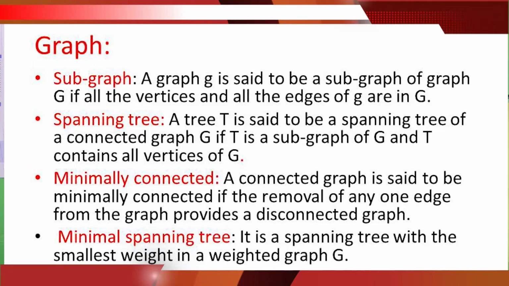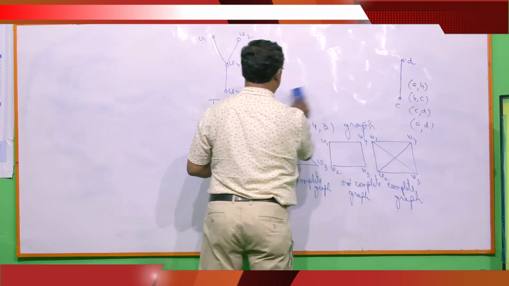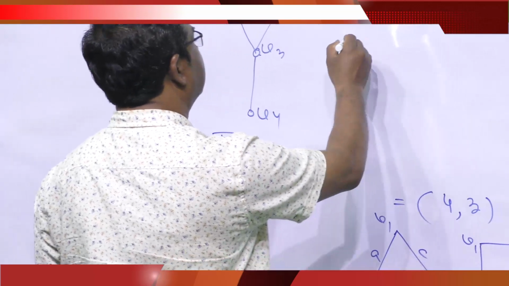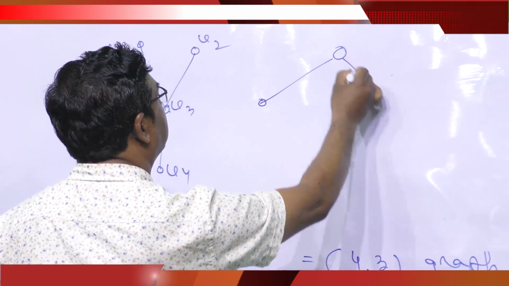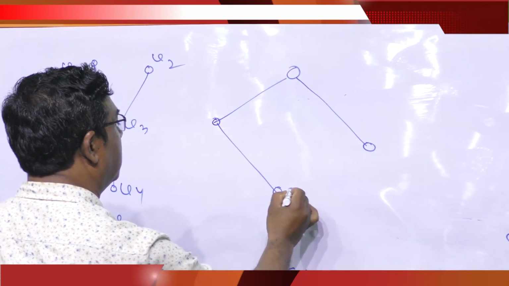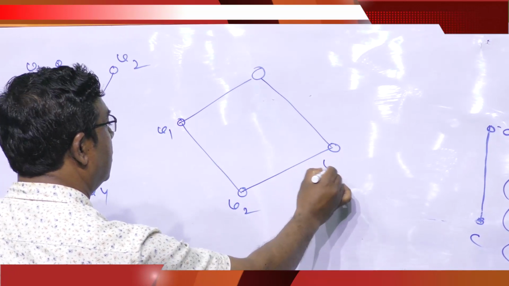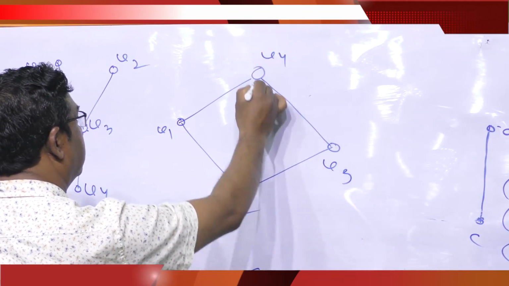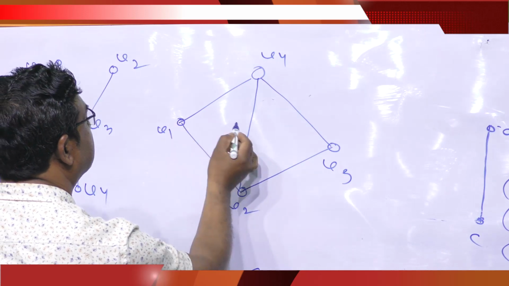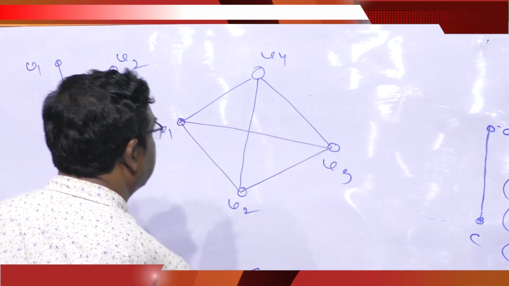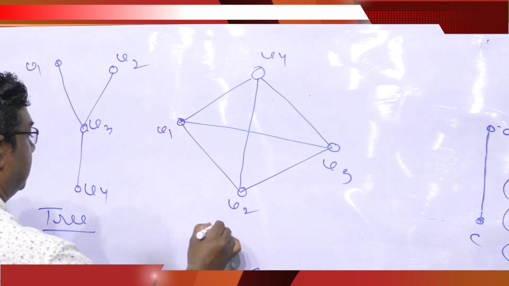Subgraph. A graph G' is said to be a subgraph of a graph G if all the vertices and all the edges of G' are in G. Suppose there is a graph like this: B1, B2, B3, B4. Suppose this is a graph G.